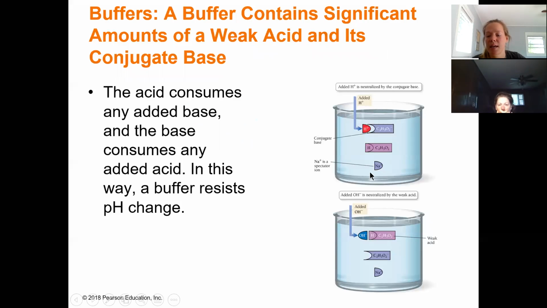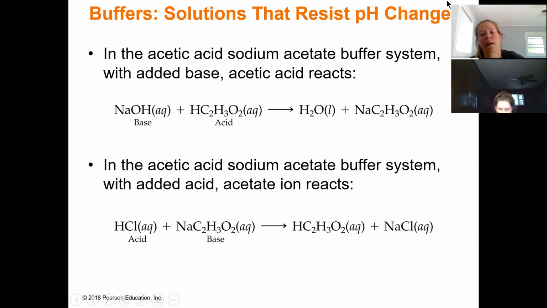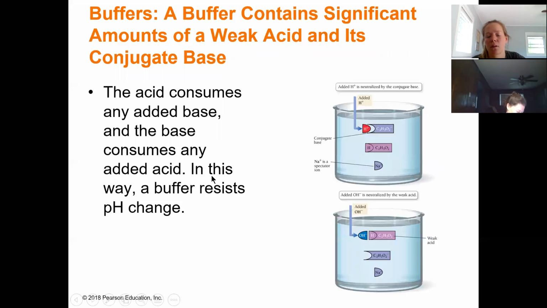Vice versa, let me go back for a second. If I was to add, instead of an acid, a base. This first one is adding a base. The base will be eaten up by the acid. So the acid consumes any added base and the base consumes any added acid to keep a pH that's relatively neutral.